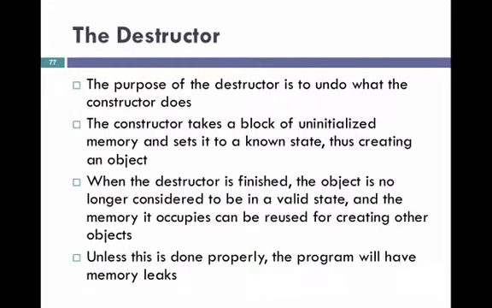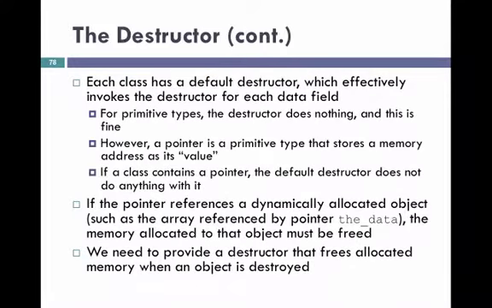Now the purpose of the destructor is to undo what the constructor does. The constructor takes a block of uninitialized memory and sets it to a known state. When we call the destructor, the object is no longer considered to be in a valid state, and the memory it occupies can be reused for creating other objects. Unless we do this properly, we can have memory leaks. So every class has a default destructor, which effectively invokes the destructor for each data field. And for primitive types, the destructor doesn't do anything.